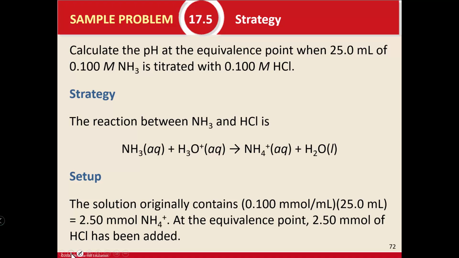Calculate the pH at the equivalence point when 25 milliliters of 0.1 molar ammonia is titrated with 0.1 molar hydrochloric acid. So, what's going on? You got the ammonia, you got the hydronium ion, the ammonium ion in the water, and the first thing, and this is where I find students make a mistake too, you have to determine the concentrations. So I see a lot of students just take the 0.10 and say that's moles. No, that's moles per liter.